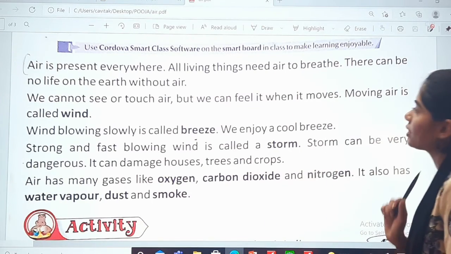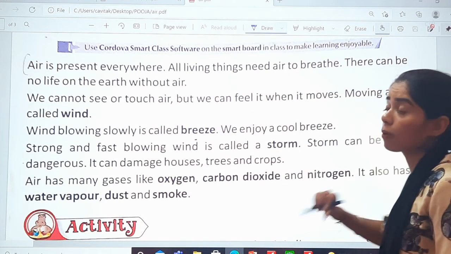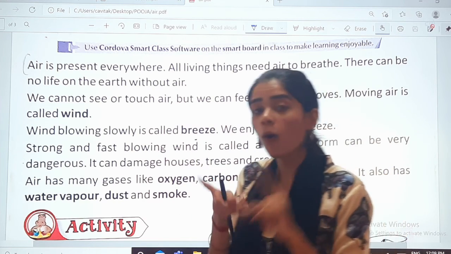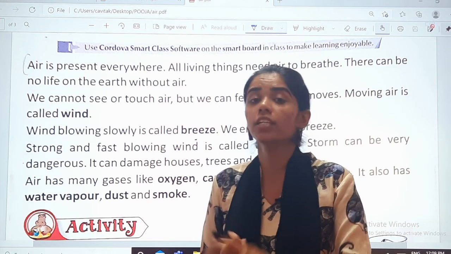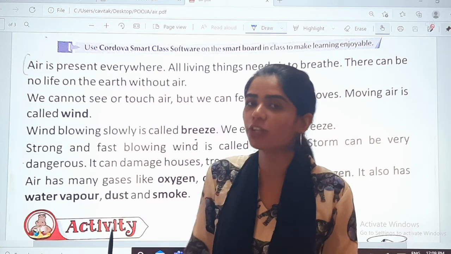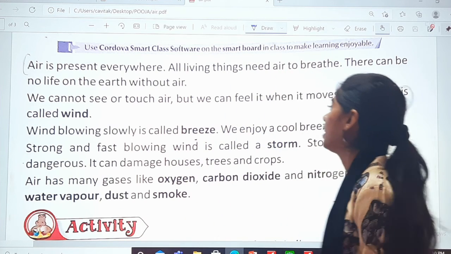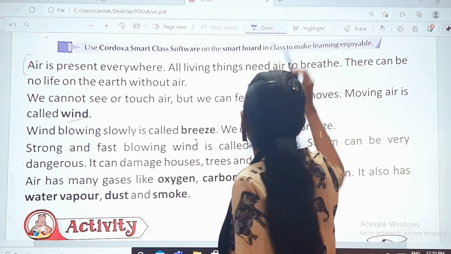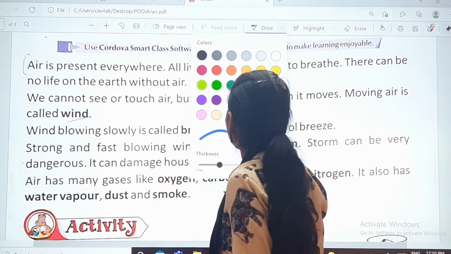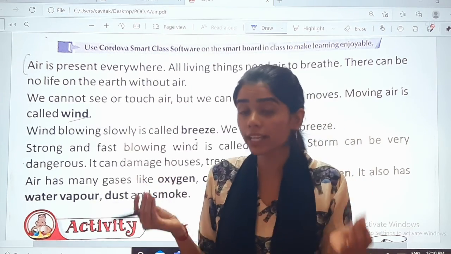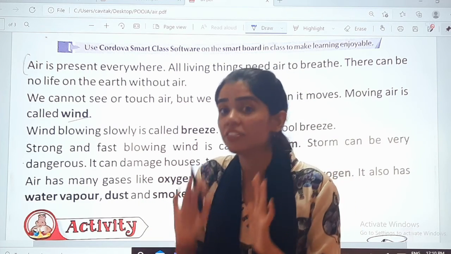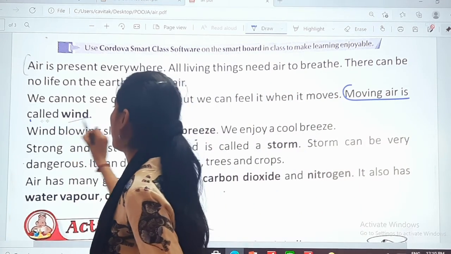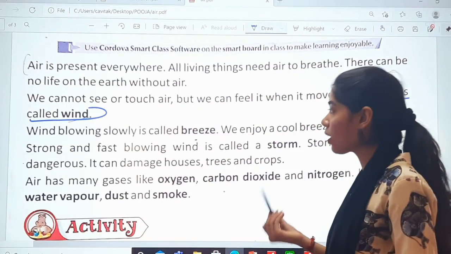First of all, air is present everywhere. We know that air is present everywhere, and all living beings, be it humans, plants or animals, need air, right? Now, what is wind? See, we cannot see or touch air. हम air को देख नहीं सकते, we cannot touch it, but we can feel it. Moving air is called wind. We studied about it.